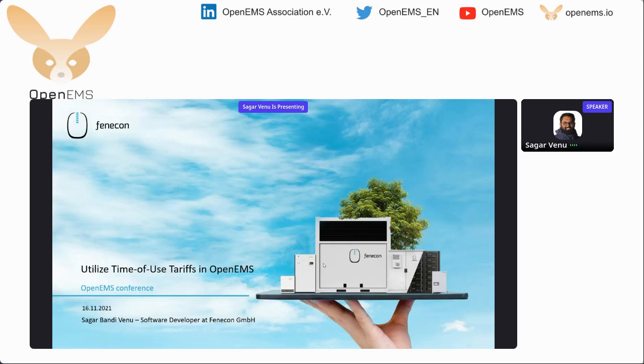So this is how I was introduced to the energy storage systems and the energy management system world, which is quite exciting for me. And today I'll be presenting the time-of-use tariffs, for which we have implemented a controller in OpenEMS.